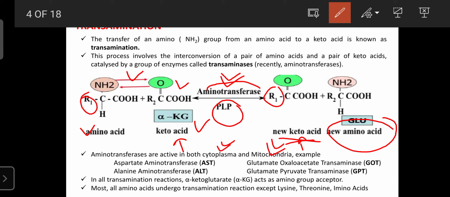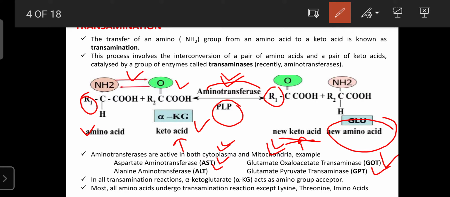Examples of the group of transferase enzymes are aspartate aminotransferase, which is an example of a transaminase enzyme, or alanine aminotransferase, that is ALT. Then, glutamate oxaloacetate transaminase, also written as GOT, and glutamate pyruvate transaminase, also known as GPT. There are many enzymes, but among them these are the four main enzymes commonly involved in transamination reactions.